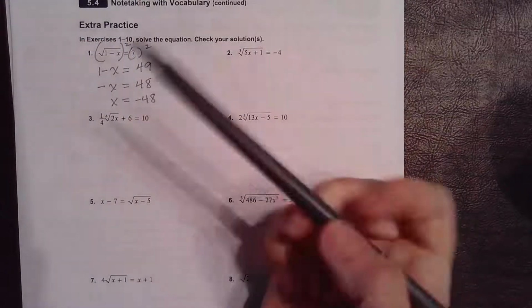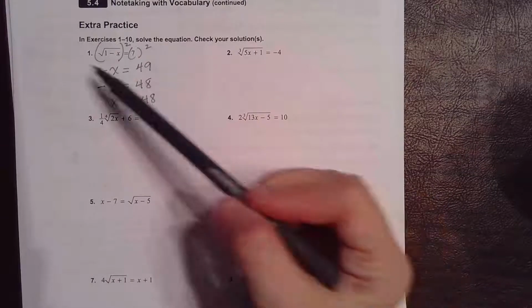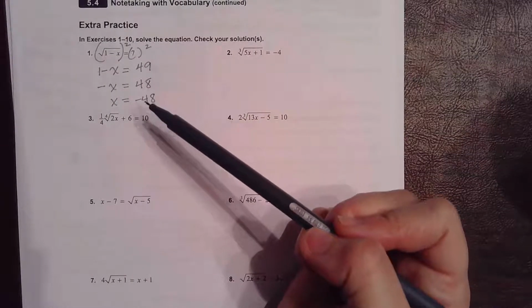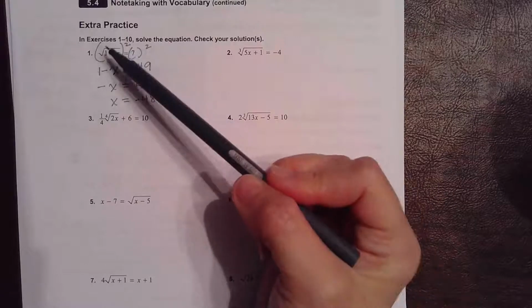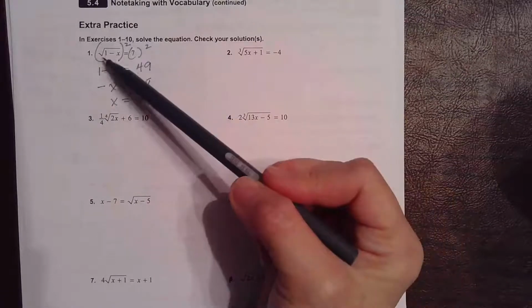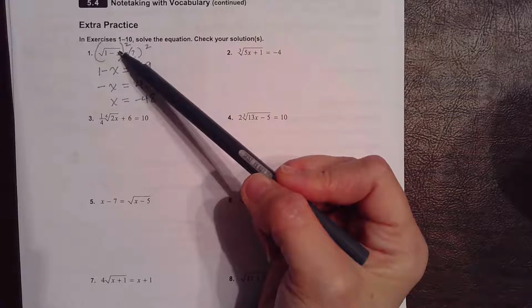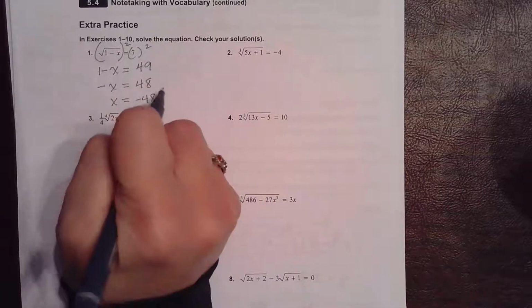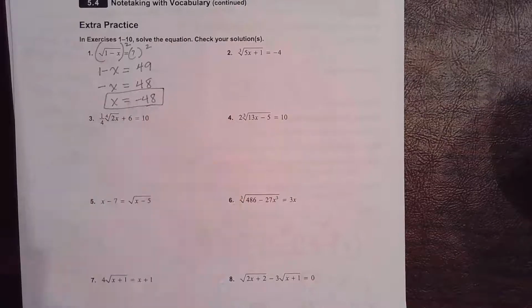I get negative 48. Because square root functions tend to have some opportunity for extraneous solutions, you want to check your answer. So 1 minus negative 48 would be positive 49. The square root of 49 is 7. So check your answer by plugging it back in. Once you know that it works, you can call that a solution.